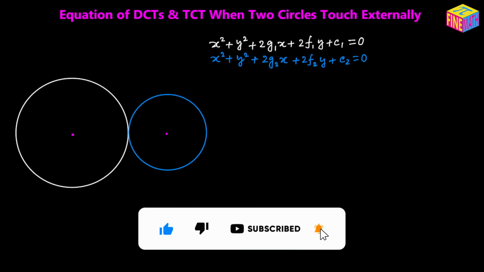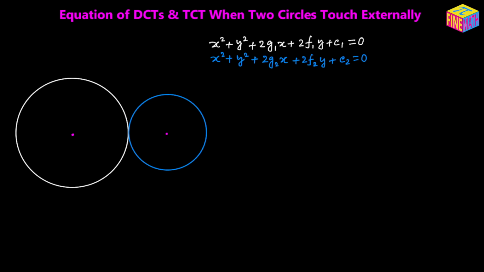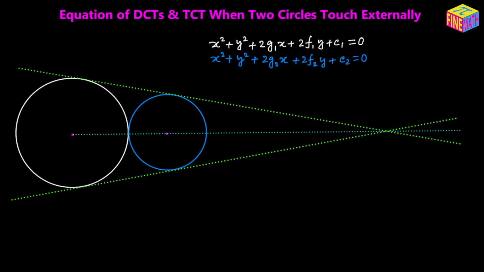Well, in fact there's going to be two of them. And how many transverse common tangents can we have? Well, there can be just one through the point of contact of the two circles. So let me complete the construction. First I'm going to join the centers and extend that line. Next I'm going to draw the direct common tangents and then I'm going to assign the names.